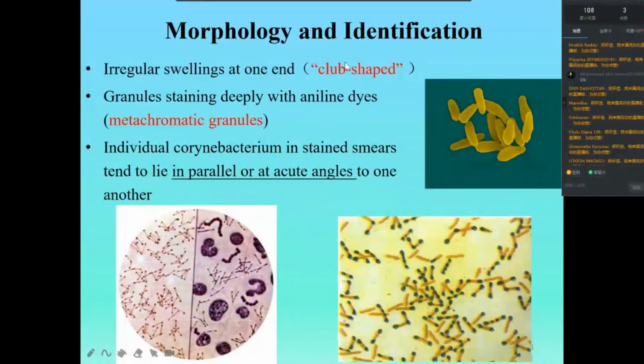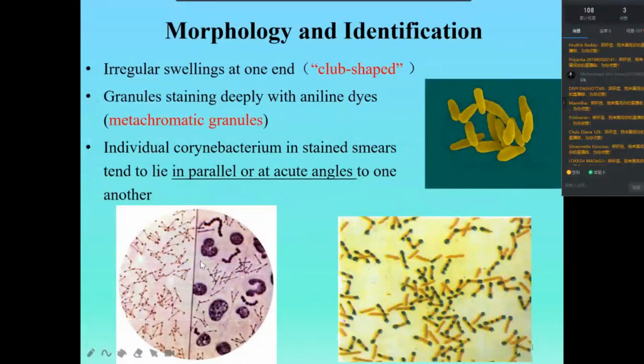If you stain the bacteria, you can see some granules stained deeply inside the bacteria. Just to remind you, these granules are not spores, okay? They are just some substance in it. This can help the bacteria to store energy.